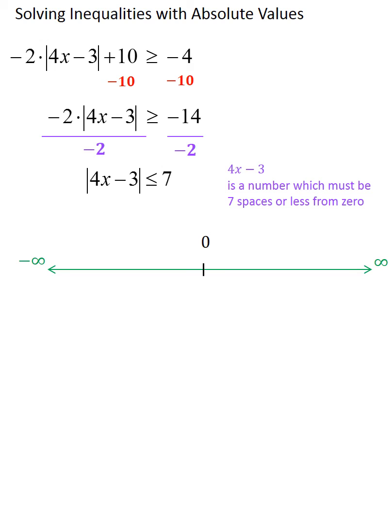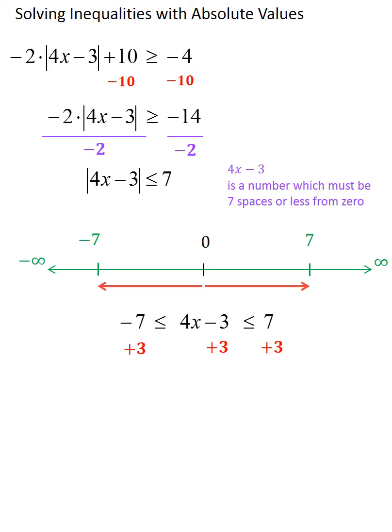Graphically, here's 0. Here is the region of all points that are within 7 spaces from 0. And 4x minus 3 must be in this red zone. In other words, 4x minus 3 must be between negative 7 and 7. And once we've created this double less than notation, we can solve it. In other words, we can isolate x just like we did on a previous slide.